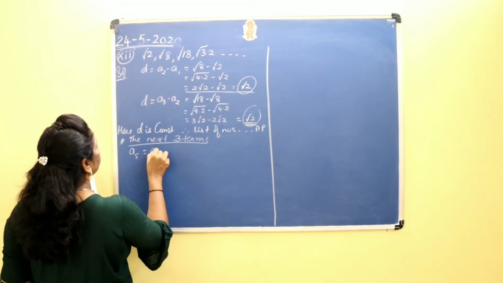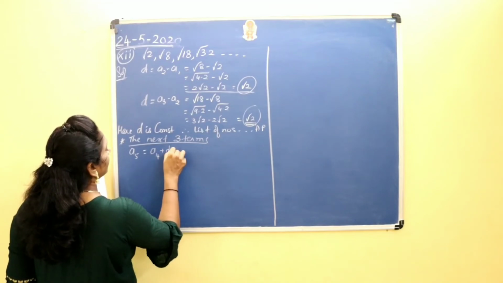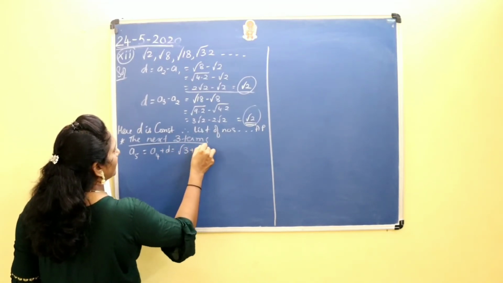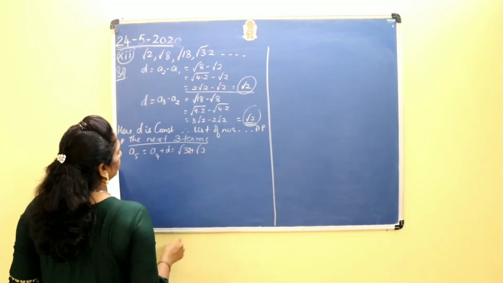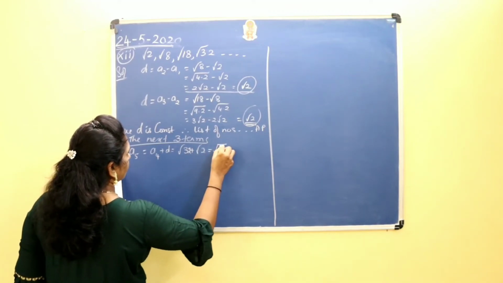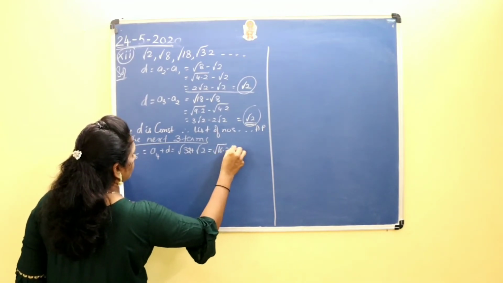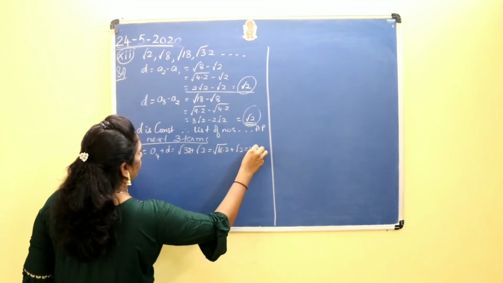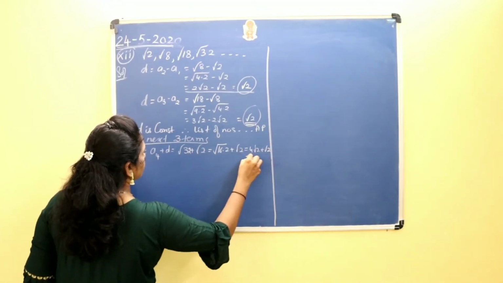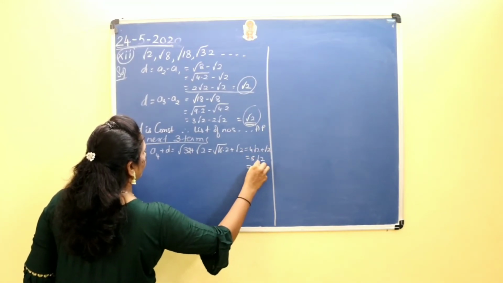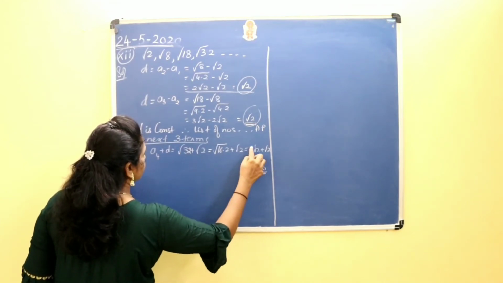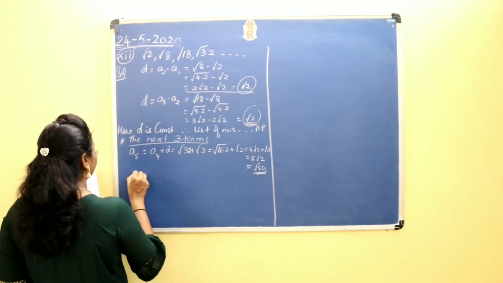A5 is equal to A4 plus D: root 32 plus root 2. Root 32 is root of 16 into 2, which is 4 root 2, plus root 2 is 5 root 2, or root 50. 5 5 is 25, 25 2 is 50.